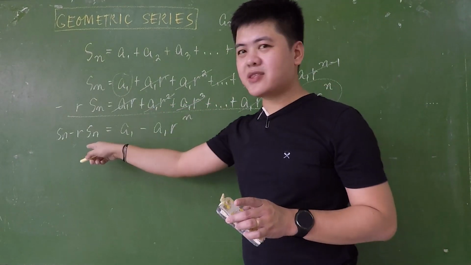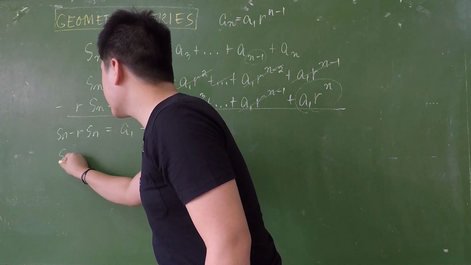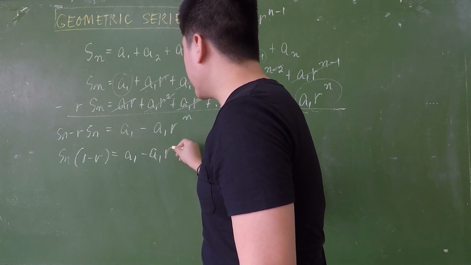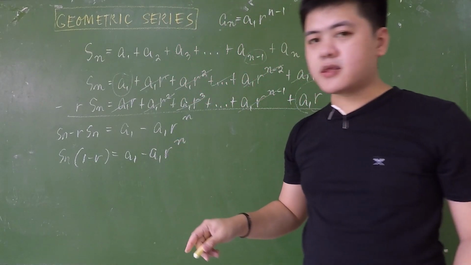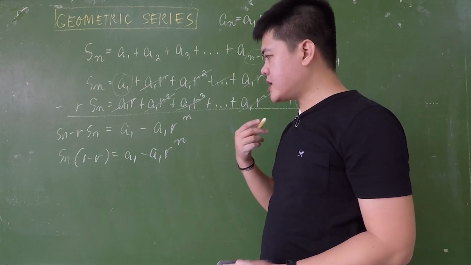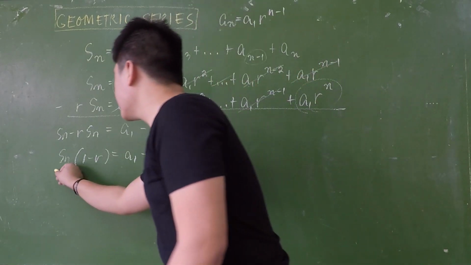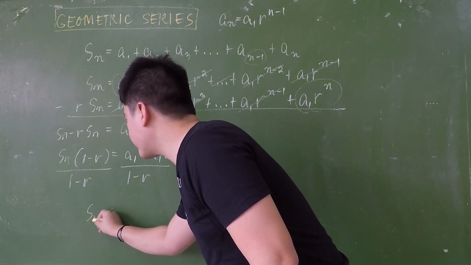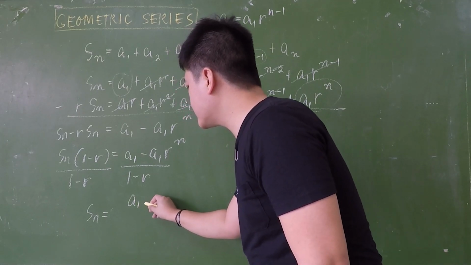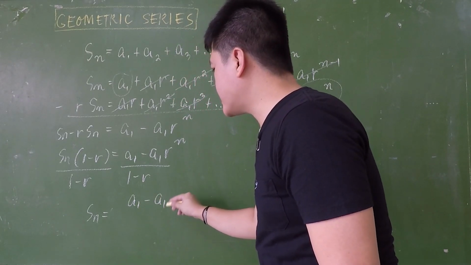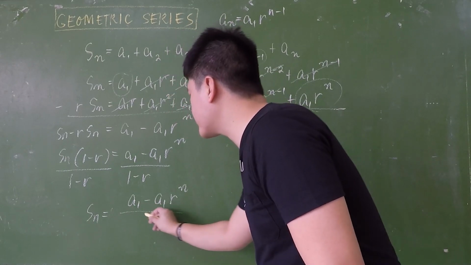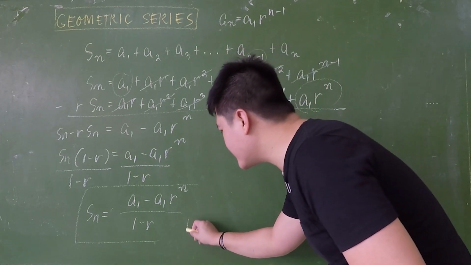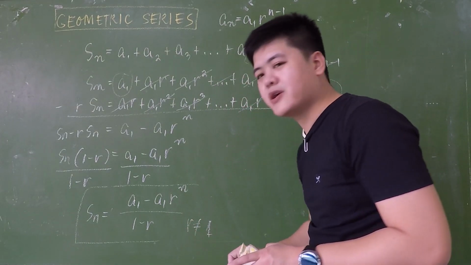Now, we can factor out S sub n. So we'll have S sub n times 1 minus r equals a sub 1 minus a sub 1 r raised to n. And then, to get the value of S sub n, we divide everything by 1 minus r. So therefore, the formula for S sub n is a sub 1 minus a sub 1 r raised to n all over 1 minus r. Now, provided that r should not be equal to 1.